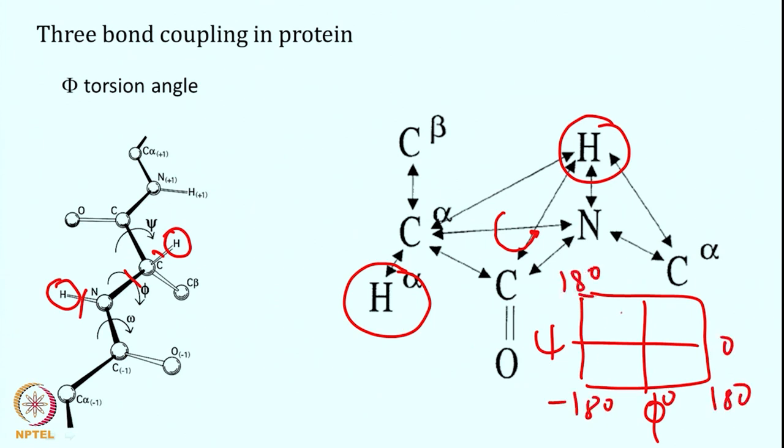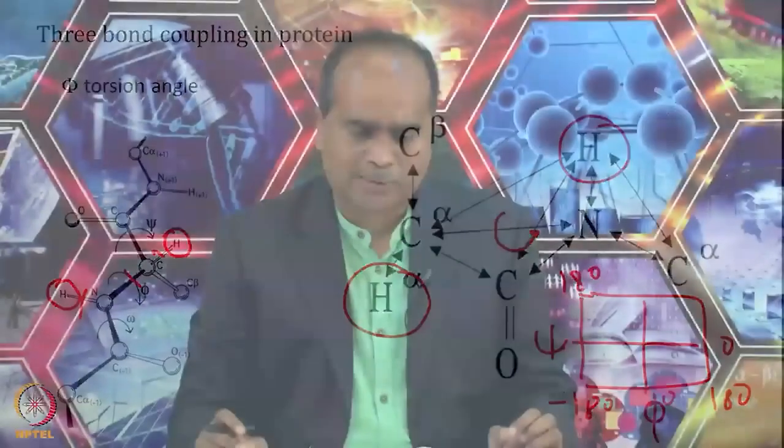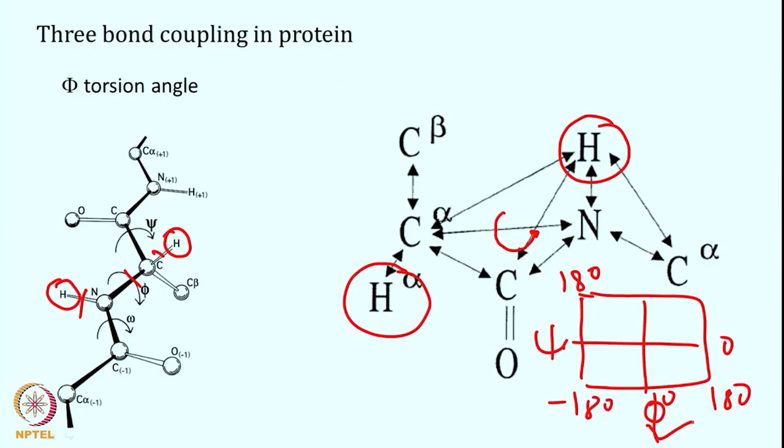So, one torsion angle, just by experimentally determining from the 3 bond coupling, one can know what the phi is, and phi can change between plus 180 and minus 180. So, at least from phi you know the phi angle, and then one needs to determine the psi angle, and then you know the conformation of a protein, or the secondary structure of a protein. Therefore, the 3 bond coupling, or coupling in general, is very important to get the molecular structure for a small organic molecule. Using this coupling, one can determine at least partially the conformation of a protein, because we can directly determine the phi angle from this 3 bond coupling.